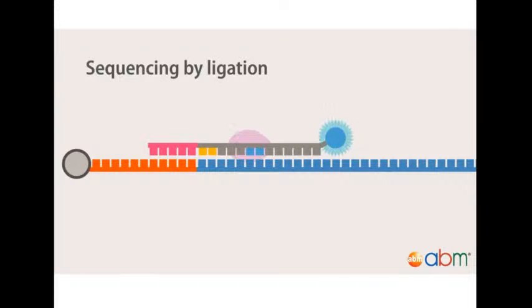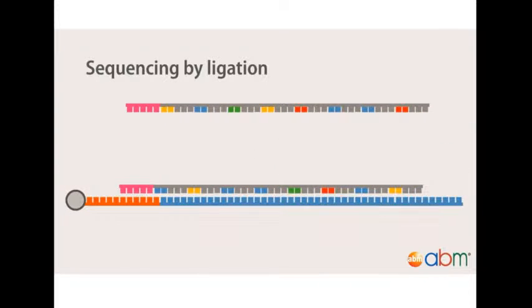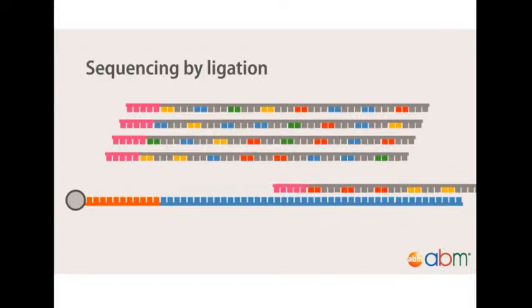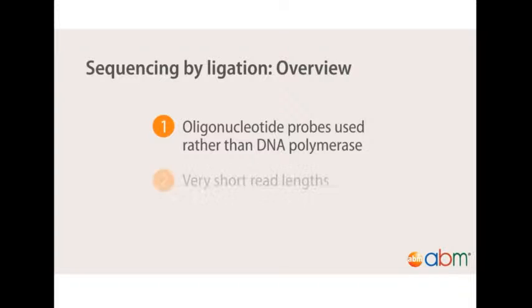next cycle commences. After approximately 7 cycles of ligation, the DNA strand is denatured and another sequencing primer, offset by one base from the previous primer, is used to repeat these steps. In total, 5 sequencing primers are used. The major disadvantage of this technology is the very short sequencing reads generated.